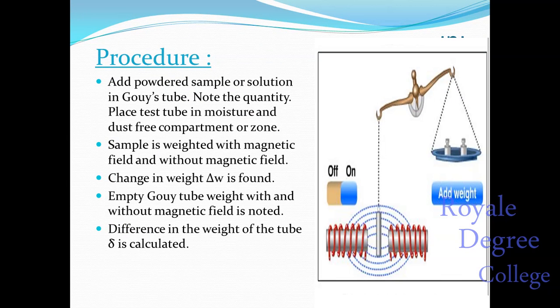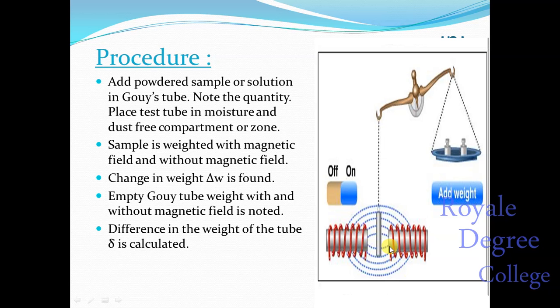Now we'll see the procedure. In this method, a finely powdered sample or solution is taken in a Pyrex glass tube. It is also termed as the Gouy tube, with a uniform cross section of 2 to 10 mm and height 5 to 10 mm. A scratch mark is made at a fixed height and the tube is placed in a moisture and dust free compartment. Then the sample is weighed without the magnetic field and then with the magnetic field.